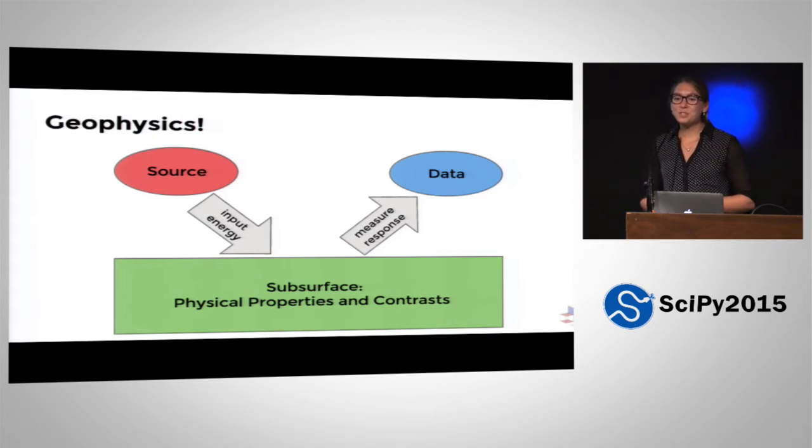I know it's a diverse group here, so the brief overview of geophysics is we've got a source. This source inputs energy into the subsurface. It generates responses, and we measure those responses somewhere on the surface usually, and we try to use that to infer what's going on underground. That step of going back to what's going on underground is the inverse problem. So we want to take our data and solve for what the Earth model is.